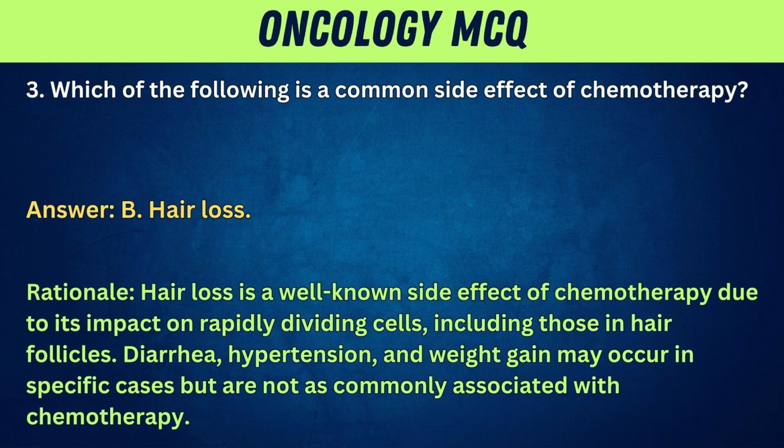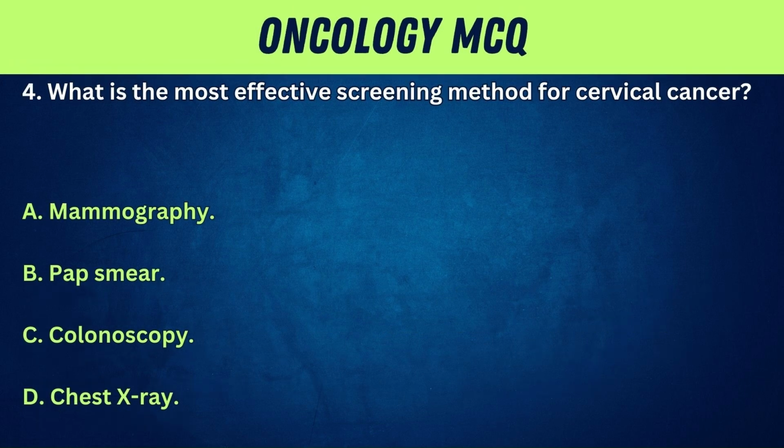Answer: B. Hair loss. Rationale: hair loss is a well-known side effect of chemotherapy due to its impact on rapidly dividing cells, including those in hair follicles. Diarrhea, hypertension, and weight gain may occur in specific cases, but are not as commonly associated with chemotherapy. 4. What is the most effective screening method for cervical cancer? A. Mammography. B. Pap smear. C. Colonoscopy. D. Chest X-ray.